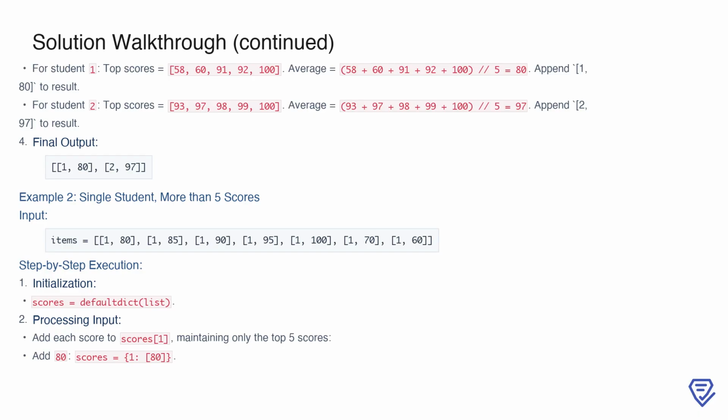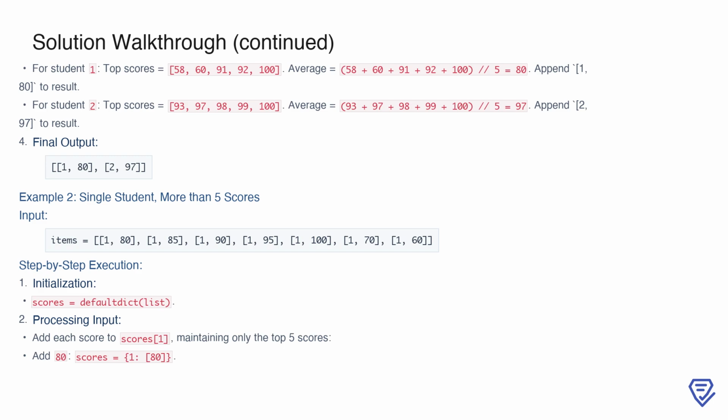Similarly, for student 2, the top scores are 93, 97, 98, 99, 100. Calculating the average of these values results in 97, so we append 2, 97 to the result. The final output for this example is 1, 80, 2, 97.